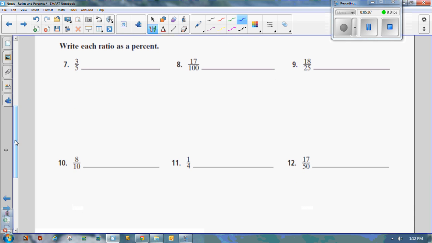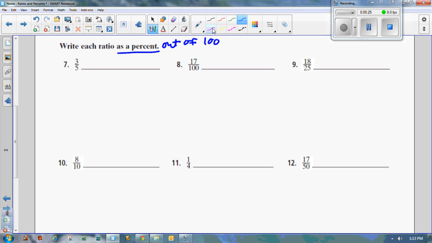Now down below here in 7 through 12, we're simply asked to write these ratios as a percent. So we're not looking at any shaded parts or anything. They already give us the value, and we need to find the percent. And remember, a percent is out of 100.